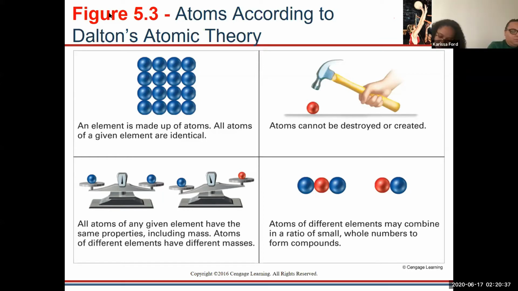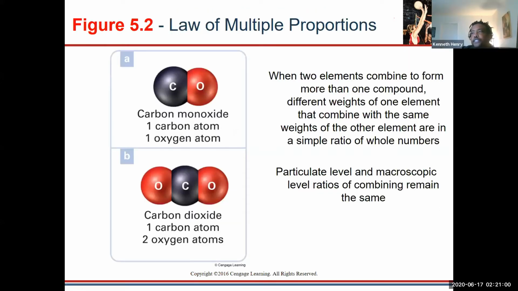Okay, so let's see. Atoms of a different element may combine in a ratio of small whole numbers to form compounds. Okay? So that's the law of multiple proportions. That basically is that last part, right? So that kind of brings us to this.